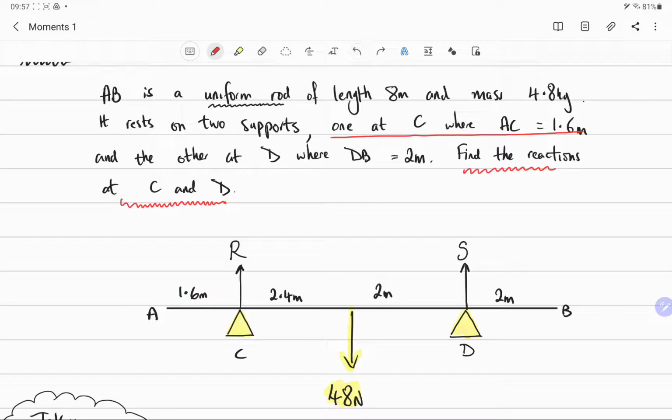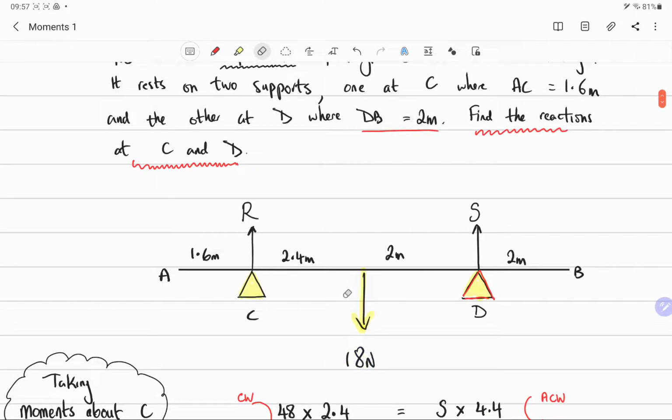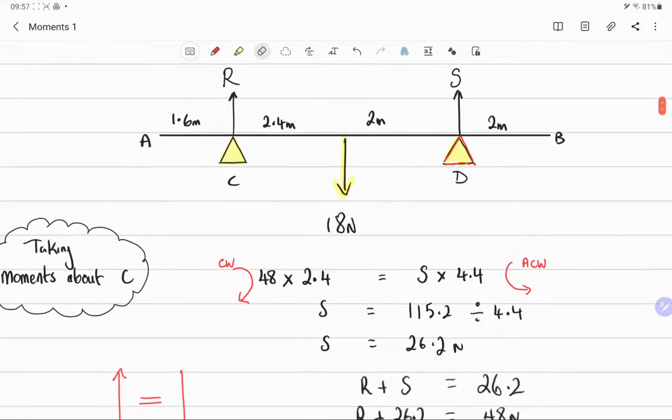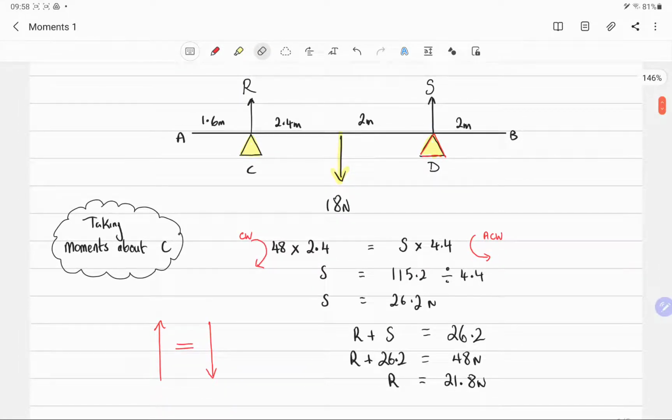For the support D, you'll draw a little support here, and it says that DB is 2 meters, so that's where we get this 2 meters from. And once again, subtracting from 4 meters because that's half the length of the rod, that's how we get this. So you need to get all these distances, all these lengths in by reading through the question and making sure your supports are in the right place. So you will have to draw a diagram each time for all of these questions, and then you'll get on to using a method to find the value of R and S.